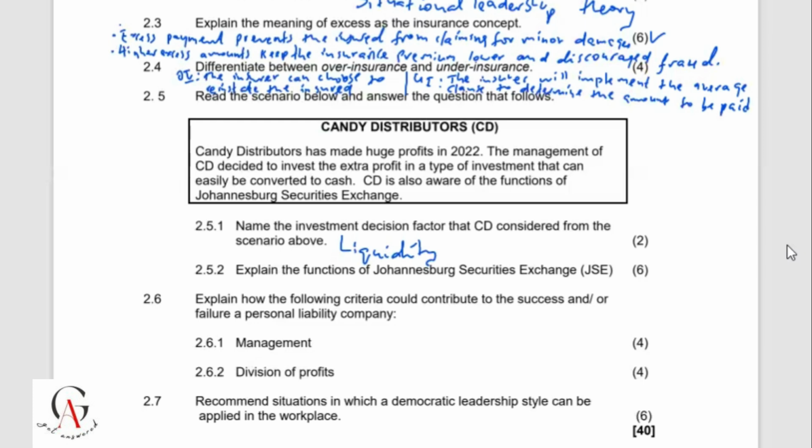So now 2.5.2 reads as follows. Explain the functions of the Johannesburg Security Exchange. So now one of the functions of the Johannesburg Security Exchange is to facilitate electronic trading of shares, as well as enhance job creation and increase economic growth. Also, it serves as a barometer or indicator of economic conditions in South Africa. It also acts as a link between investors and public companies. Also, shares are valued and assessed by experts. An orderly market for securities serves as a disciplined market for securities.